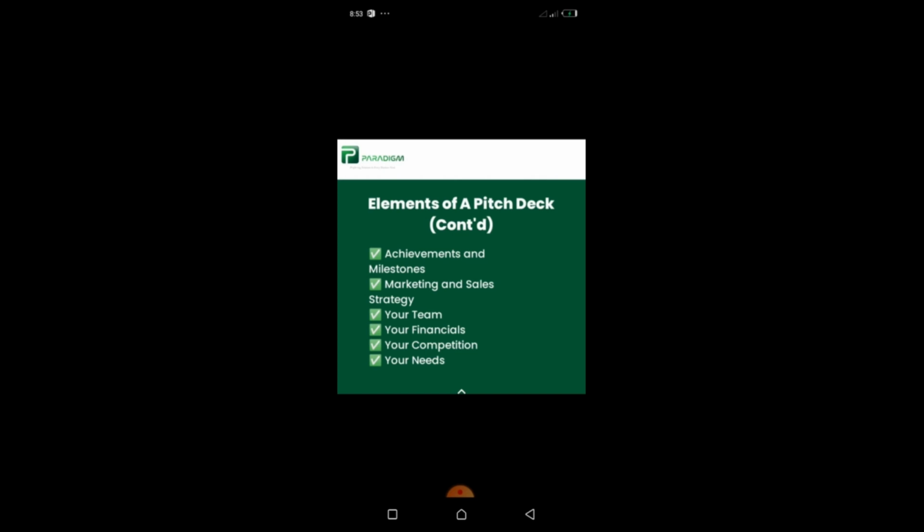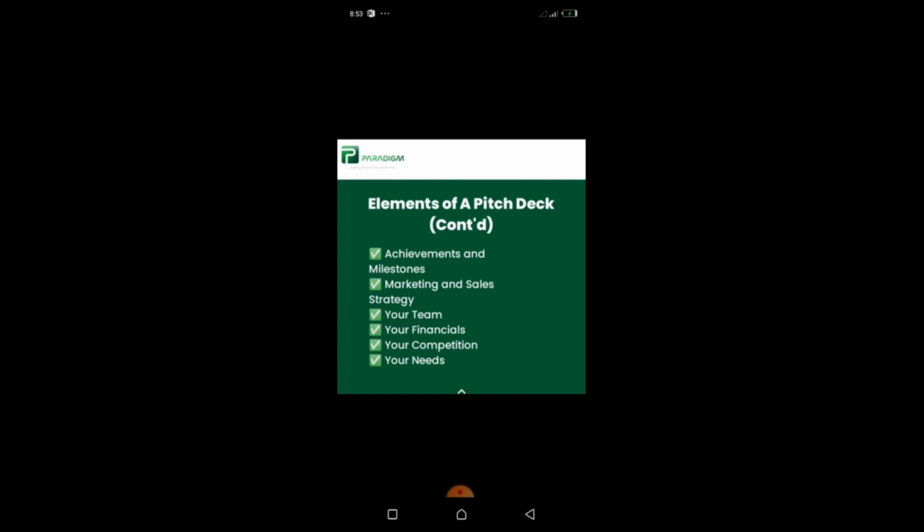Then the 10th element of your pitch deck is your competition. Now you need to look at the market, the industry. How do you fit into the competitive landscape? As in, do you stand a chance to succeed? How are you different from your competitors? And most importantly, what key advantages do you have over your competitors?